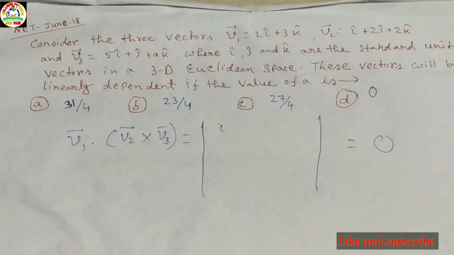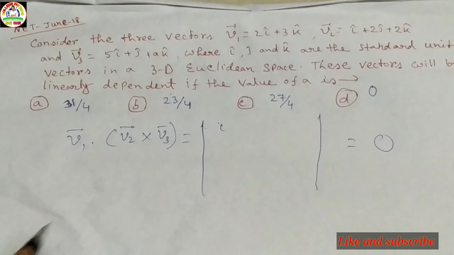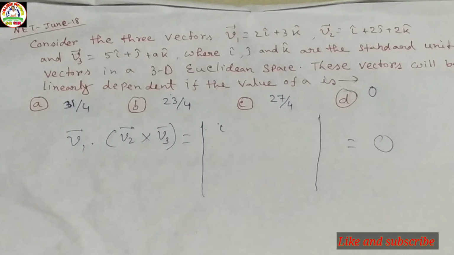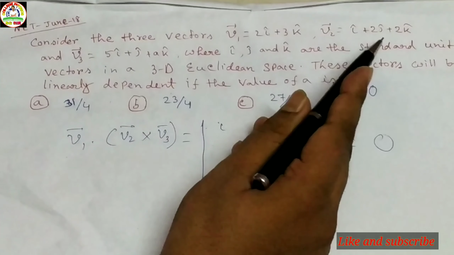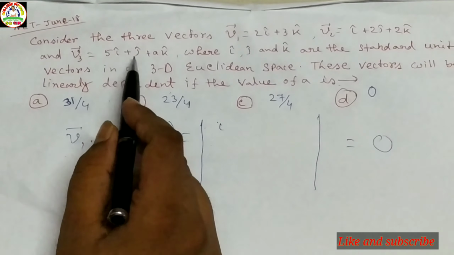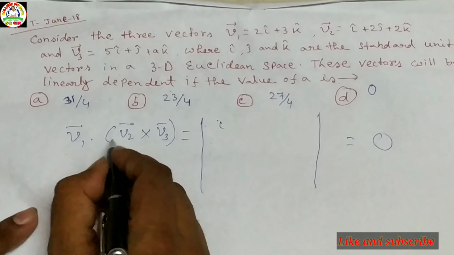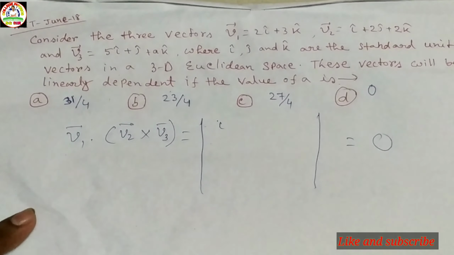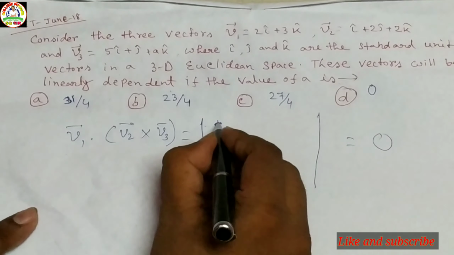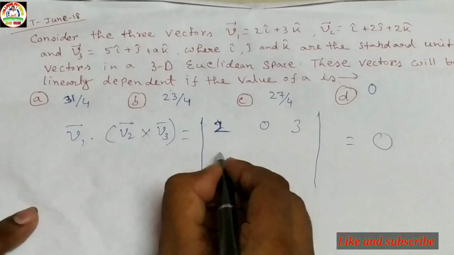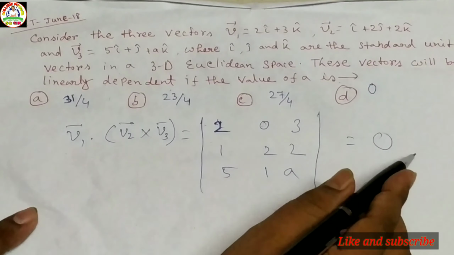So you remember, three vectors a, b, c are linearly dependent if a dot b cross c is equal to 0. So here given v1, v2, v3 are the three vectors. So v1 is equal to 2i plus 3k, v2 is equal to i plus 2j plus 2k and v3 is equal to 5i plus j plus ak. So they are linearly dependent if v1 dot v2 cross v3 is equal to 0. So here v1 is 2, 0, 3 as coefficients, v2 is equal to 1, 2, 2, v3 is equal to 5, 1, a, which is equal to 0.